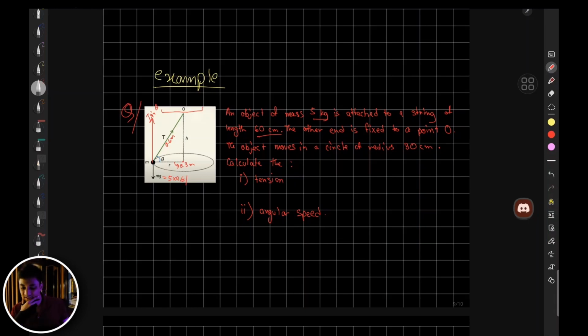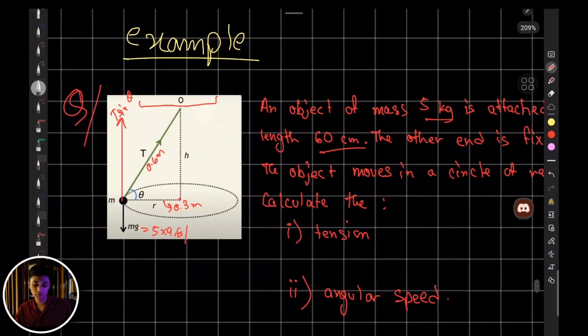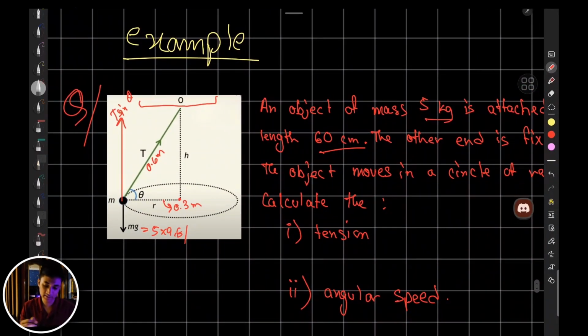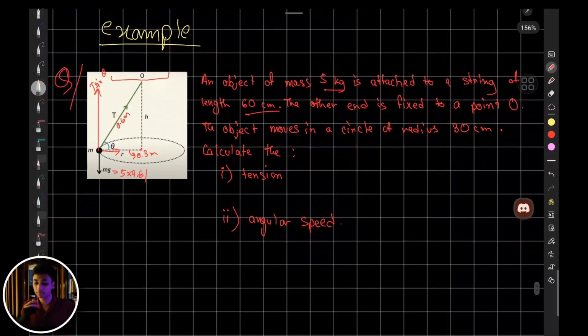An object of mass 5 kg is attached to a string of length 60 centimeter. The other end is fixed to a point O. The object moves in a circle of radius 30 centimeter. Calculate the tension and angular speed. I've already labeled it. So the vertical component is T sine theta, and the horizontal component is going to be T cos theta. Similar to the previous example.